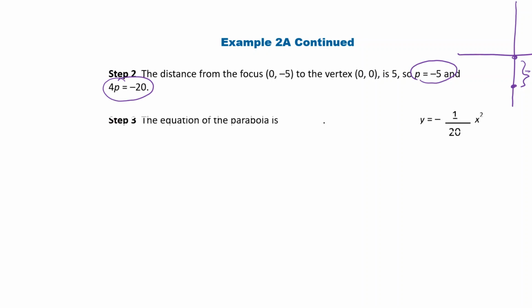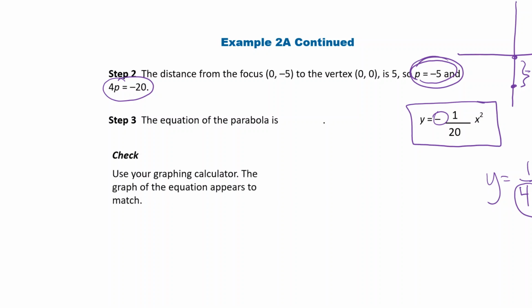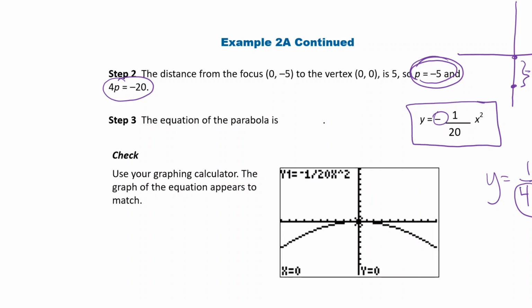So now the equation of the parabola is going to be y equals -1 over 20 x squared. Because remember, our formula was y equals 1 over 4p times x squared. So we found our p to be -5, and when we multiply 4 times -5, we get -20. So that's where our negative comes in. And you can always put this in your calculator and check it. Use your graphing calculator, and it does appear to be what we hoped it would look like.